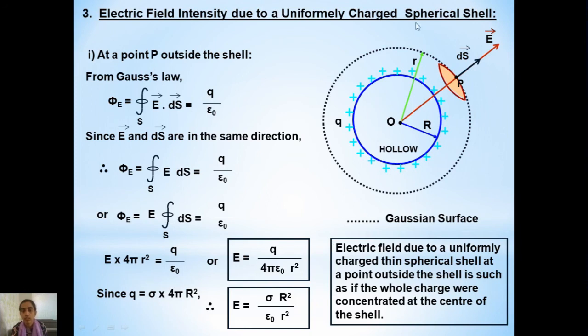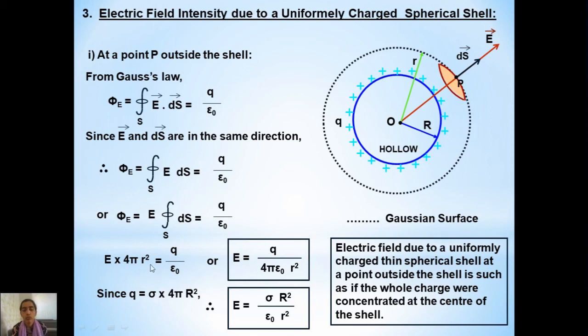We considered a Gaussian surface which is of spherical shape, and considering the Gauss law, in the left hand side, first we calculated the total electric flux, and when we simplified it mathematically, we found it as E into 4 pi r square. So that is the total electric flux across the surface. And then we calculated the total charge. Total charge for the spherical shell surface area is sigma into 4 pi capital R square.